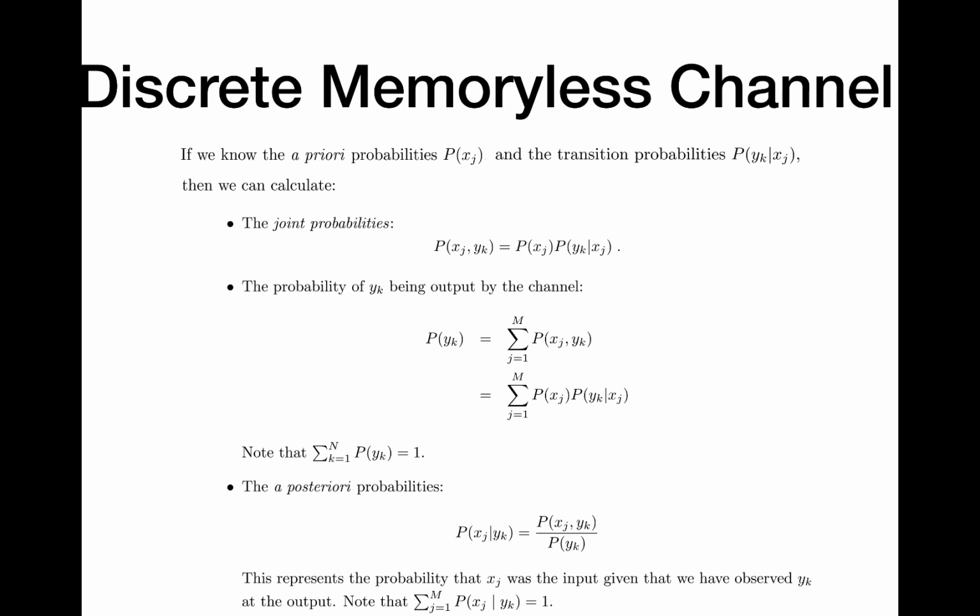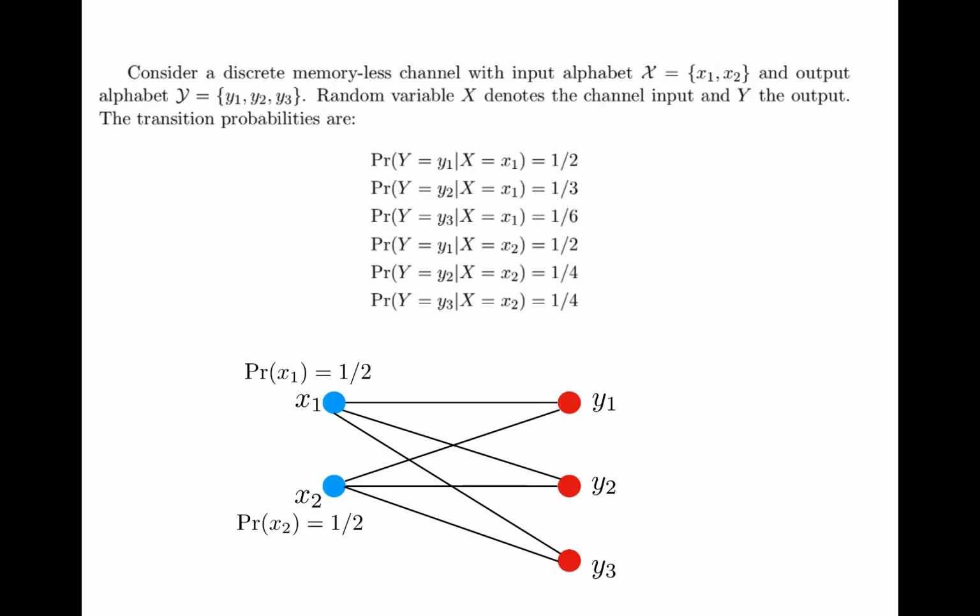So you see, you start with probability of xj, which are your a priori probabilities, and the transition probabilities, probability of yk given xj, and you can step by step calculate the joint probabilities, the probability of yks, and the a posteriori probabilities, that is probability of xj given yk. For all values of j and k, you can calculate these easily. Okay, so we will see now with this example how you can calculate all the probabilities given the input probabilities and the transition probabilities.